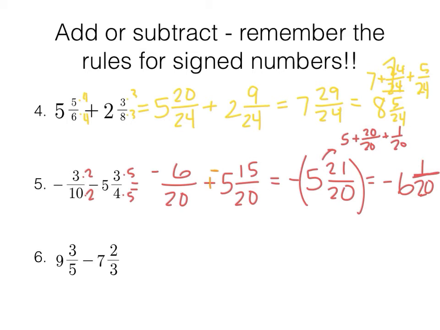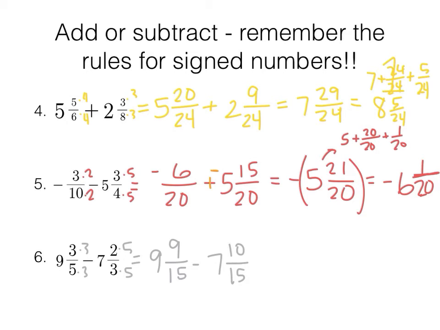Okay. Common denominator once more. We already did this one. 5 and 3, we know that. That's 15. So this is 9 and 9 15ths minus 7 and 10 15ths. Oh, no. Oh, this is one of those. I don't have enough fraction to subtract.